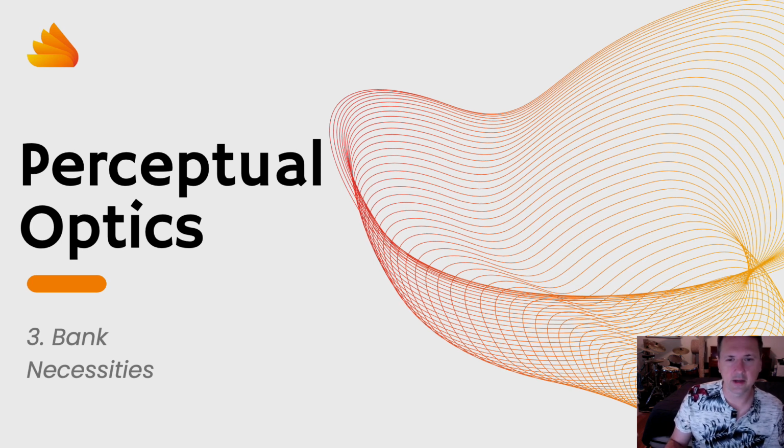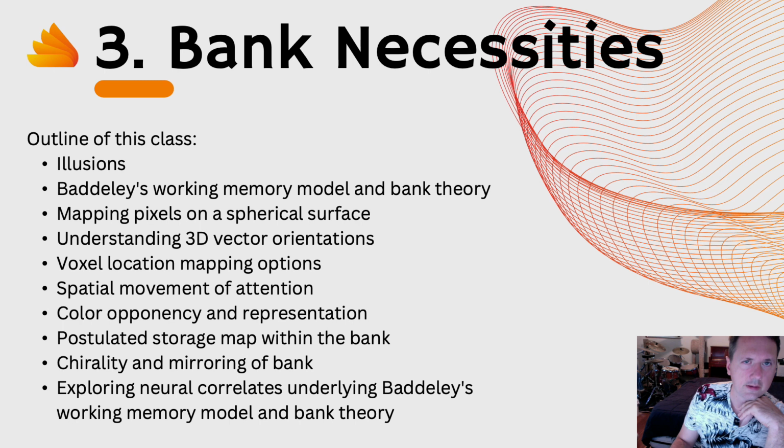This is the third class. We're going to be looking at bank necessities. Okay, this is what we're going to be covering in the class. Pause the video and check it out if you're interested. But in general, we're going to be looking at the bank, which is kind of like a 3D Etch-a-Sketch, or just like a volume for keeping mental imagery. And it's pretty similar to Baddeley's working memory model, which we will also look at.